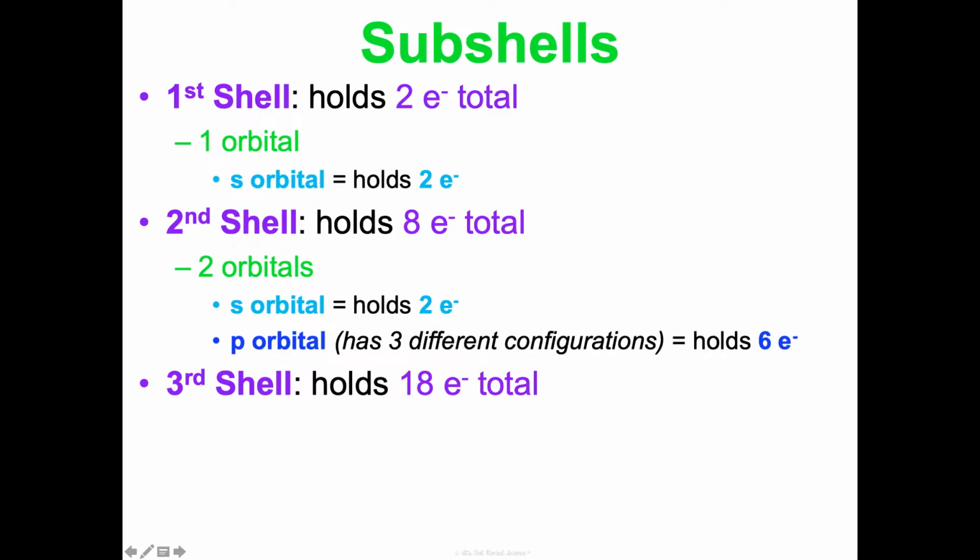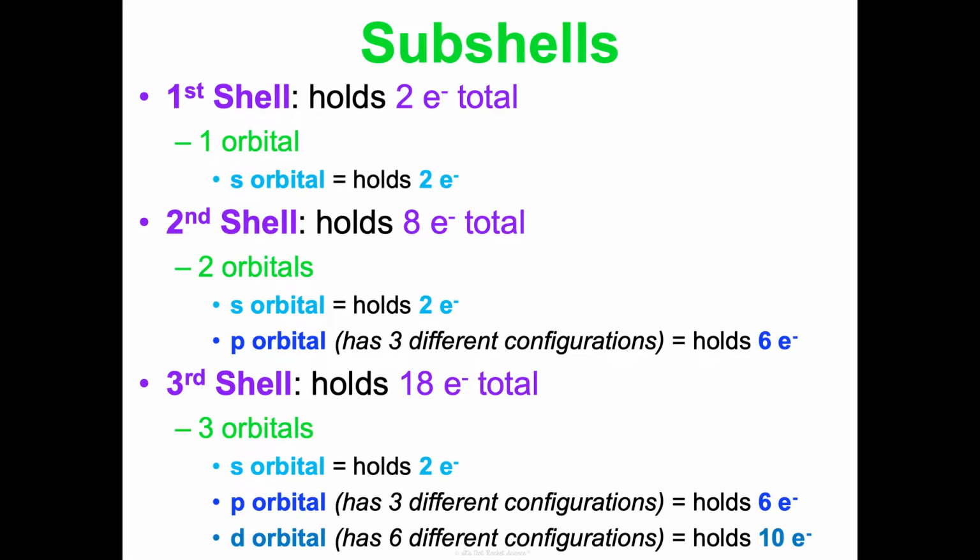All right, third shell. It holds a max of 18 electrons. It has 3 orbitals: the s, the p, and the d. The s holds 2, the p holds 6, and the d holds 10, like we previously said on the last slide. 10 plus 6 plus 2 gives us this 18. So we're just breaking down these numbers that we already looked at in our previous unit of notes.